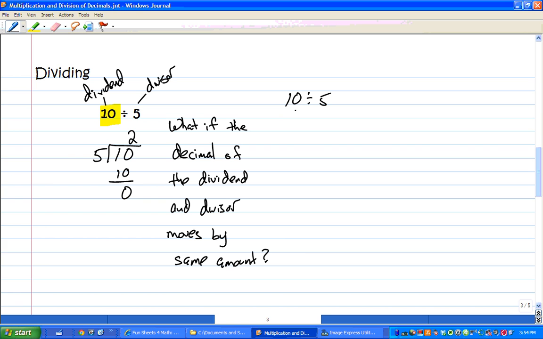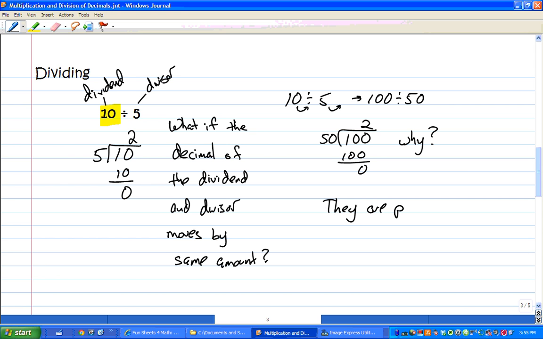But now what I'm going to do is say, all right, I'm going to take this decimal here and move it to the right one. This one, move it to the right one. So the new problem would actually be 100 divided by 50, because I just moved both decimals to the right. When I divide 100 in the house divided by 50, it goes in 2 times. I get the exact same quotient. Why? You may be wondering, why do I get the same quotient? Because they are proportional.